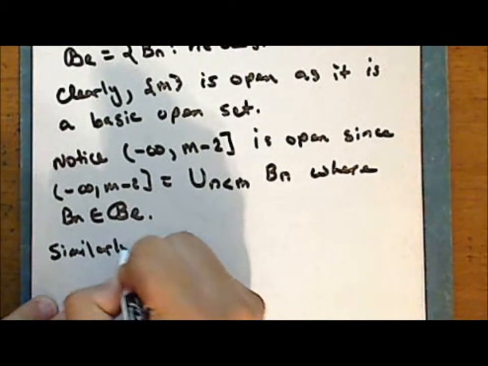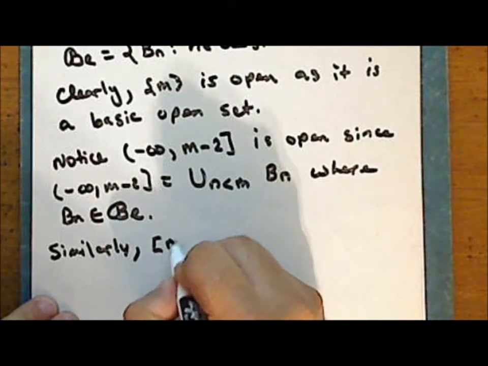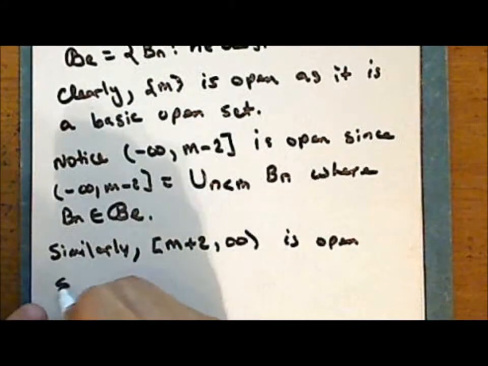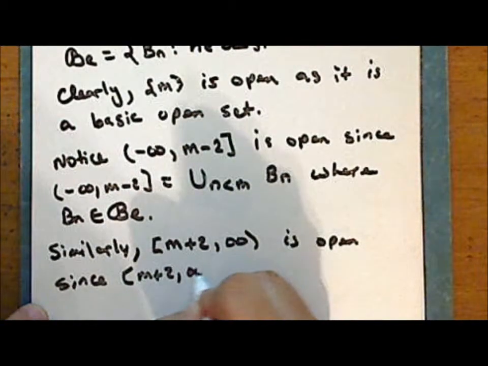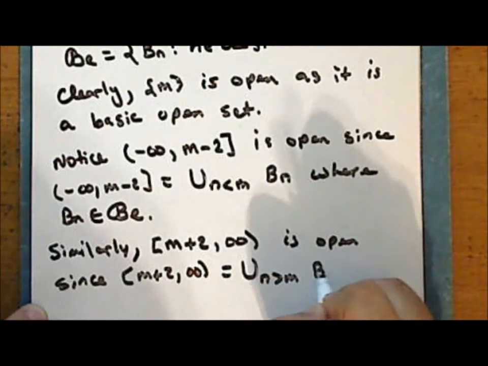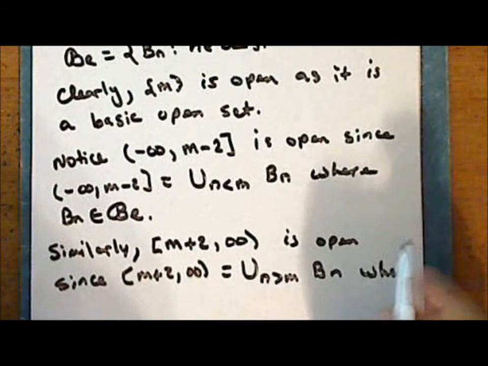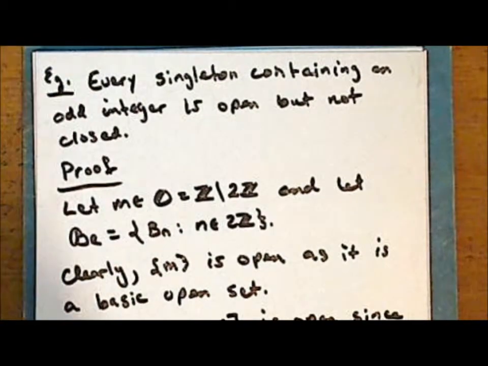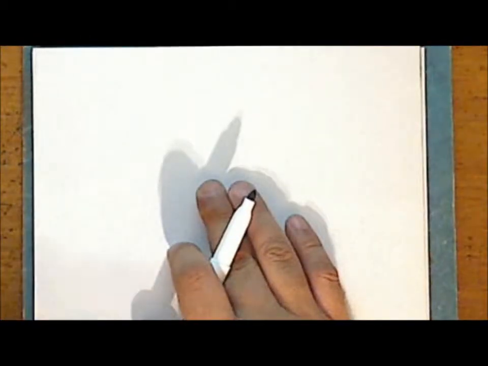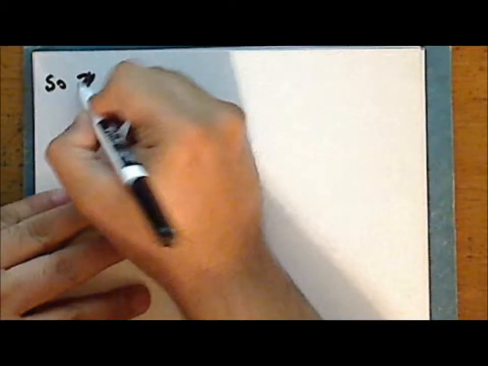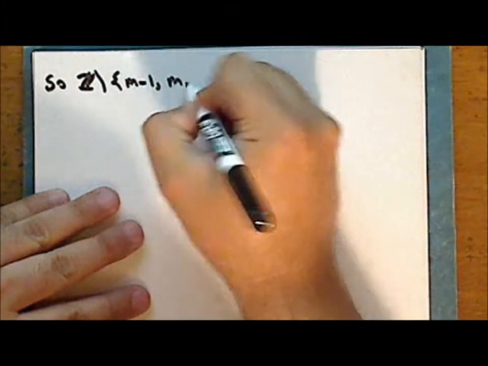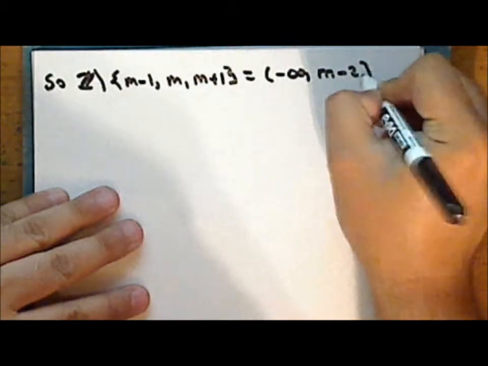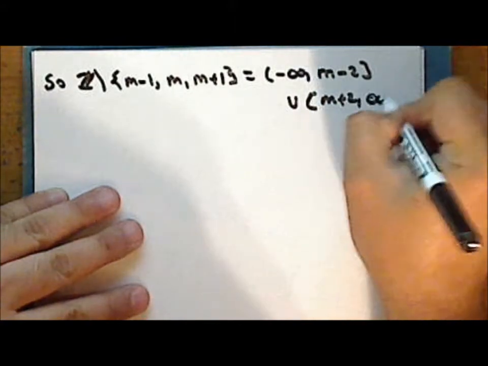Similarly, the set of all integers greater than or equal to the odd integer m plus 2 is open, since this set is the union for n greater than m of the elements B sub n, where B sub n is in the collection script B sub E. And so the complement of the 3-point set m minus 1, m, and m plus 1 is the union of two open sets, and is therefore open.